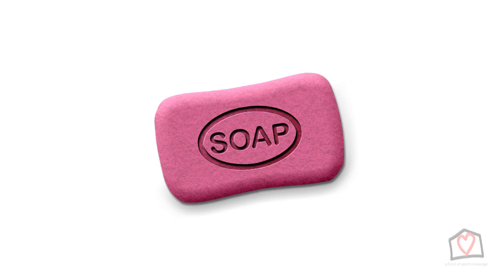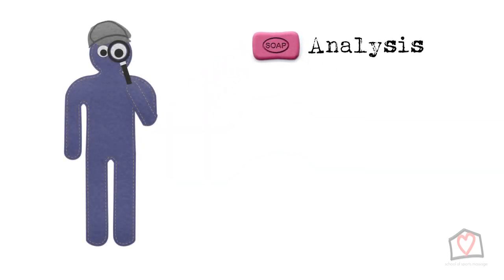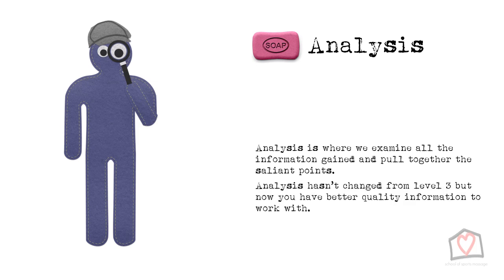Moving back to the SOAP principle now, and we're on to A. So this is analysis. This is where you examine all the information you have gained and pull together the salient points. This doesn't change from Level 3, you just have far better quality of information to work with.